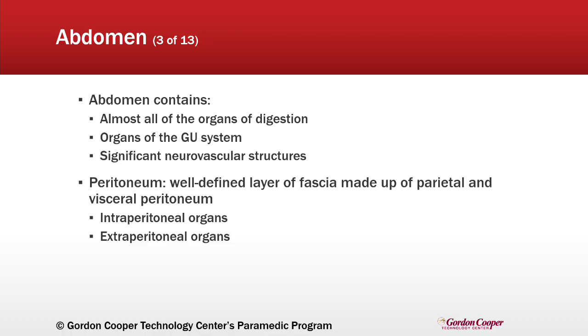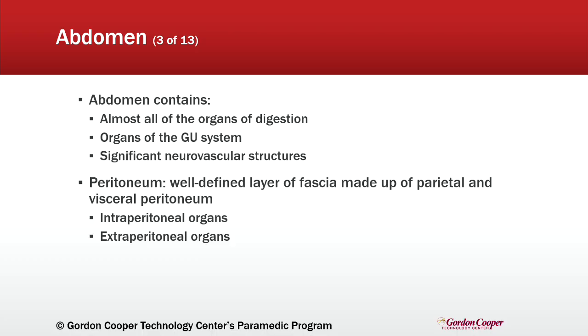The intraperitoneal organs are the stomach, the proximal duodenum of the small intestine, pancreas, jejunum, ileum, appendix, cecum, transverse colon, the sigmoid colon, the proximal rectum, liver, gallbladder, spleen, omentum, and the female internal genitalia.